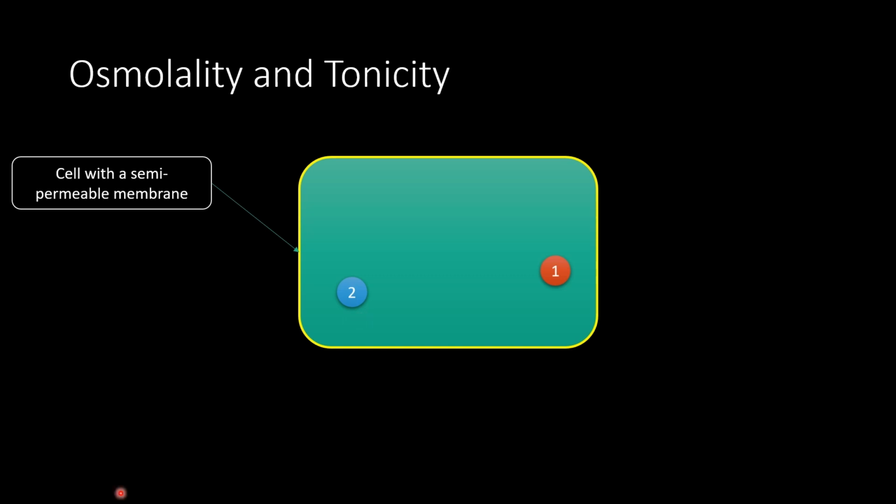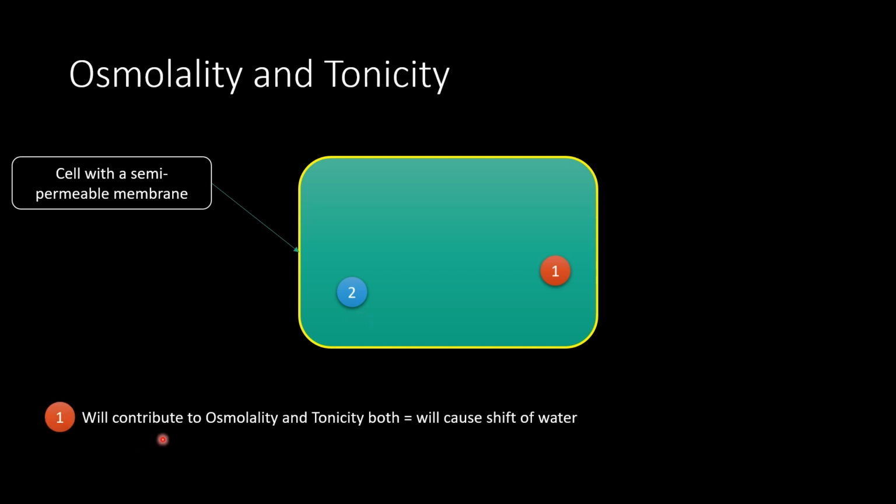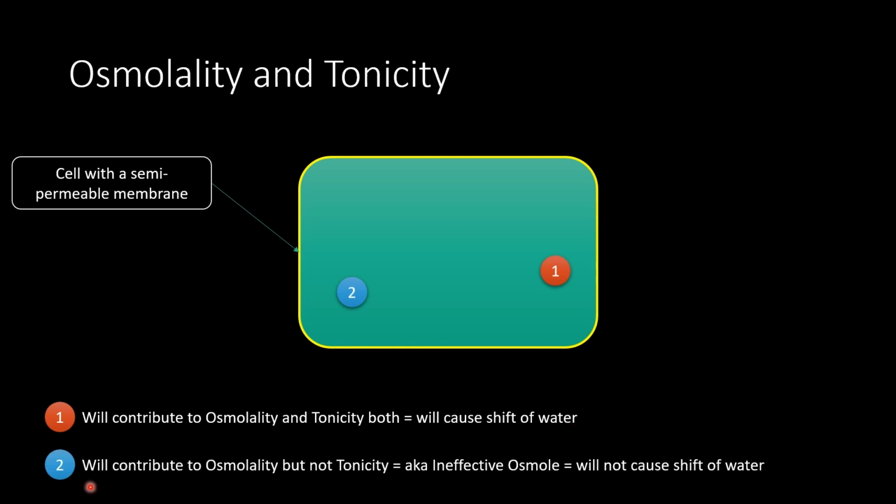So solute 1 will contribute to the osmolality and tonicity both, because it is not permeable across the membrane, so it will cause shift of water. On the other hand, solute 2 will not contribute to the tonicity. It will only contribute to the osmolality. That's why it is known as an ineffective osmol, because it will not cause the shift of water across the cell membrane. That is the difference between osmolality and tonicity. I hope everyone has understood.